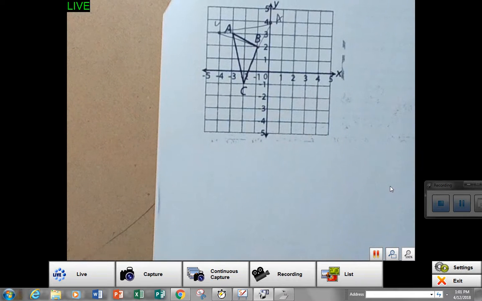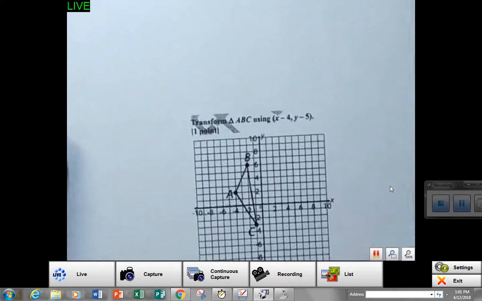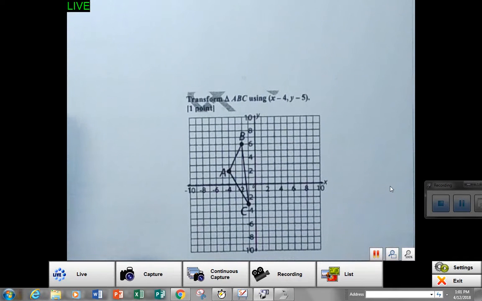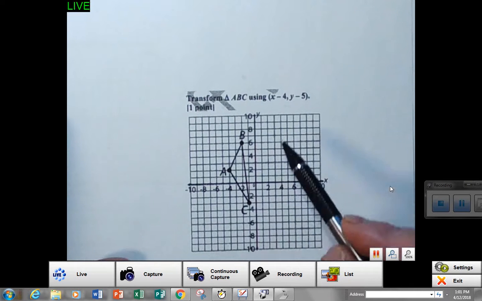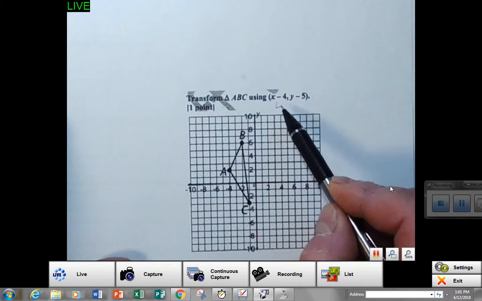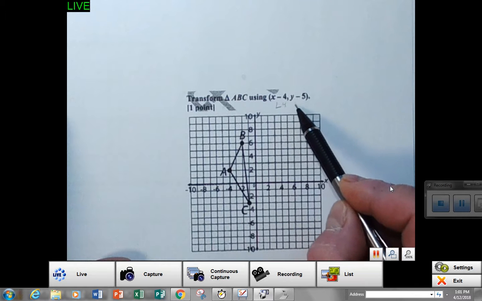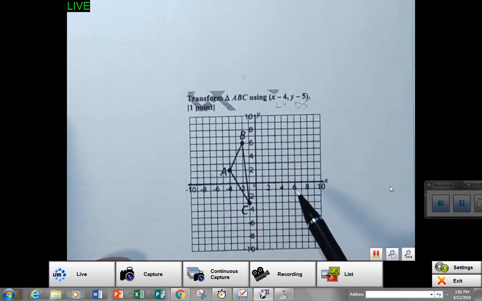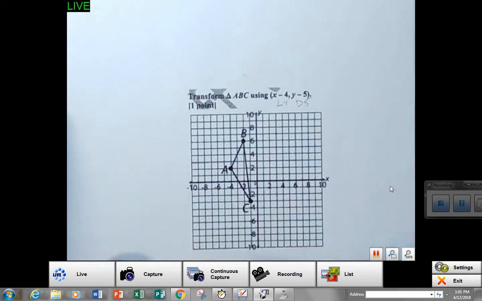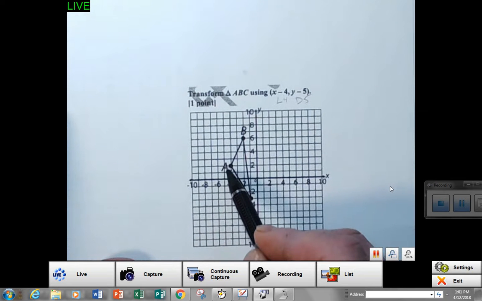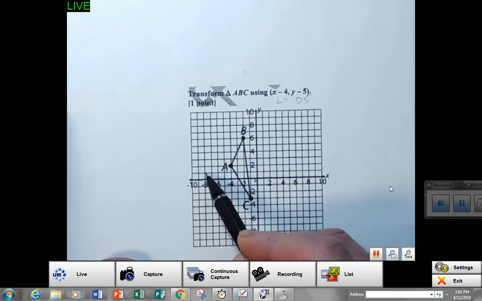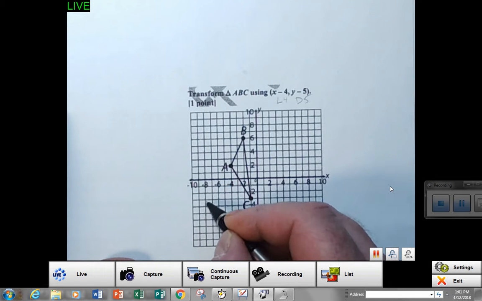Alright, the next transformation is a translation. I should have had this yesterday, but I just saw that, so I'm adding it today. I'm taking each point and moving it left 4 and down 5. So left 4 this way, down 5. So each point. So 1, 2, 3, 4. 1, 2, 3, 4, 5. That is my new A point.